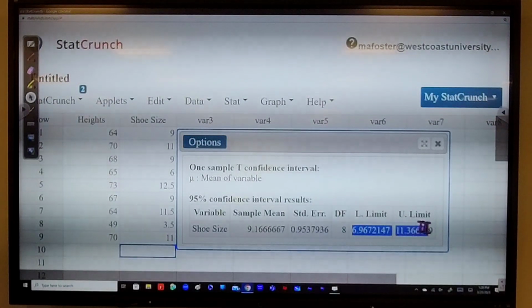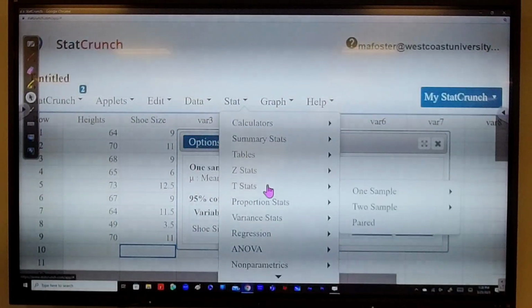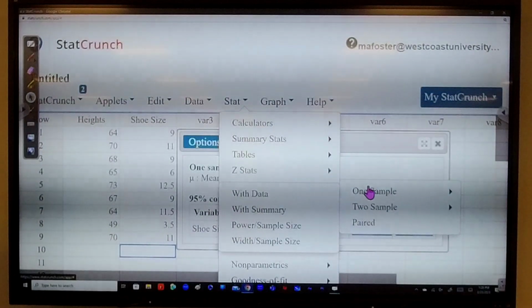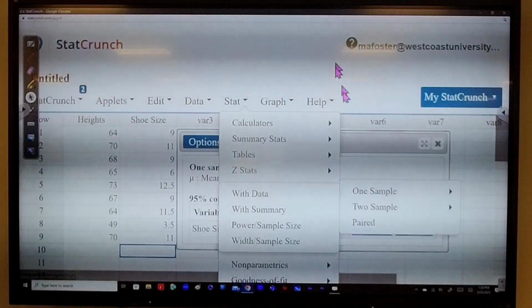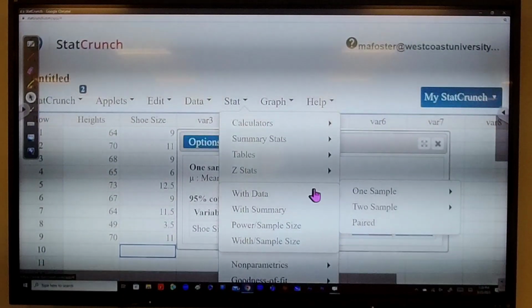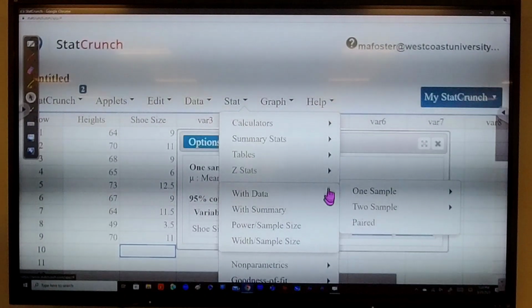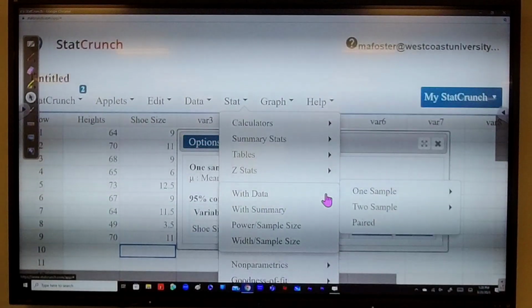Really quickly. You went to Stat and then T-stats, and then one sample with summary, or with data. All with data. Yeah, you could do it with summary. We have the numbers, right? It's the mean and the standard deviation. But this is even faster, because the data's right there.